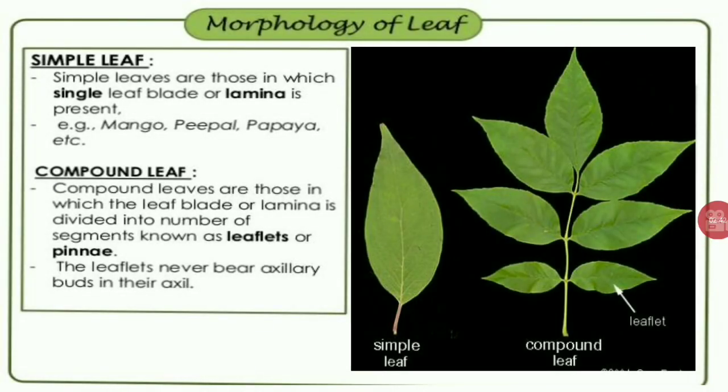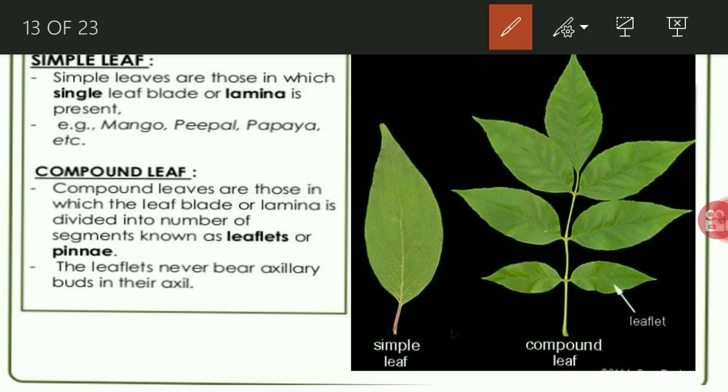Let's understand in more detail the types of leaf based on incision of the lamina. Leaves are of two types. They are simple and compound leaves. Simple leaves are those leaves which show a single leaf blade, meaning the complete lamina is present. Such type of leaves you can see in mango and peepal. Compound leaves are those, as you can see in the picture, where the lamina is divided into a number of leaflets. These segments are called leaflets. The leaflet never bears an axillary bud.